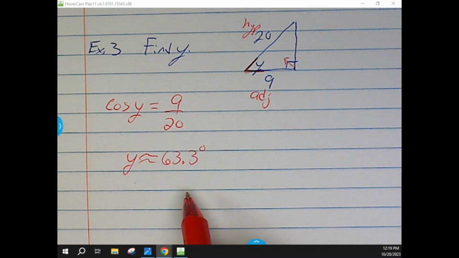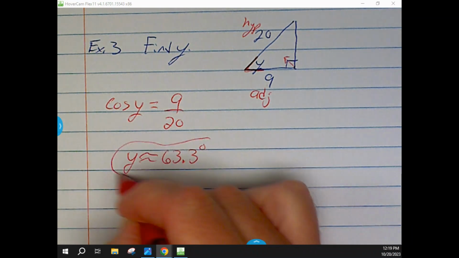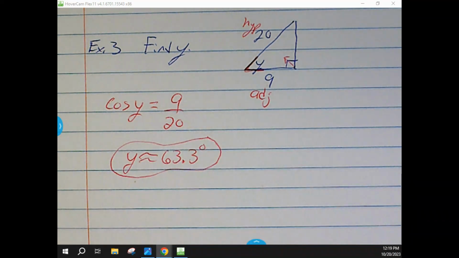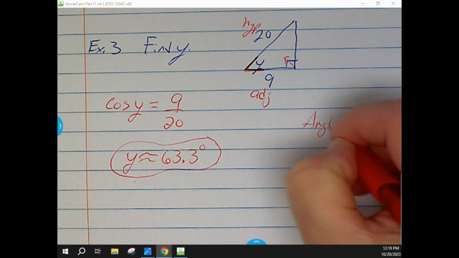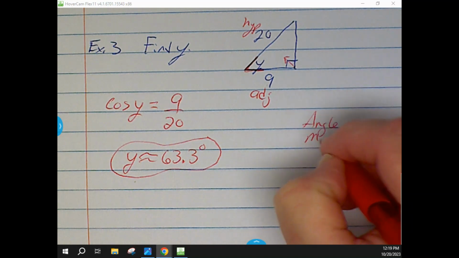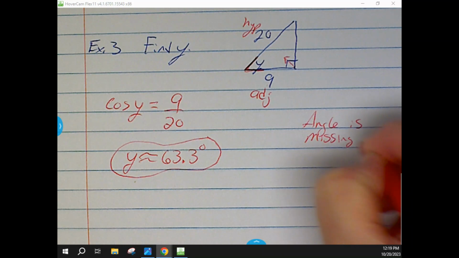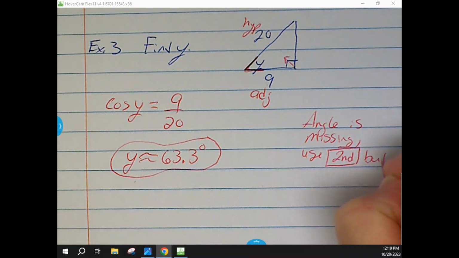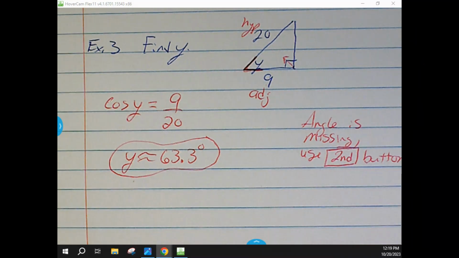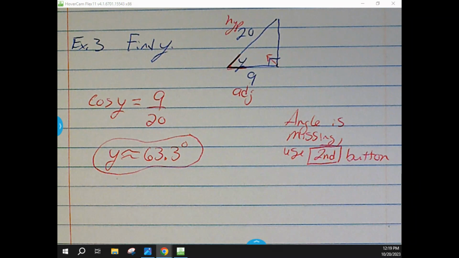And again, some problems will tell you to go to one decimal place. Some of them will tell you to go to the whole number. You just got to read through the question and see what it's asking. So again, the big thing is if the angle is missing, you got to use your second button.